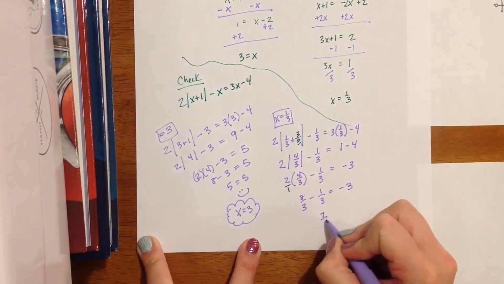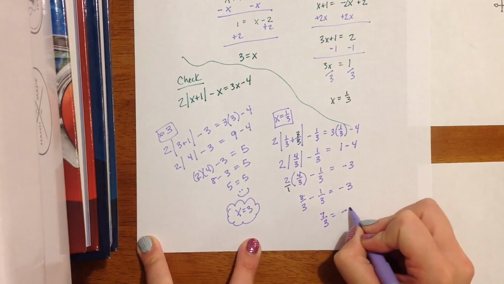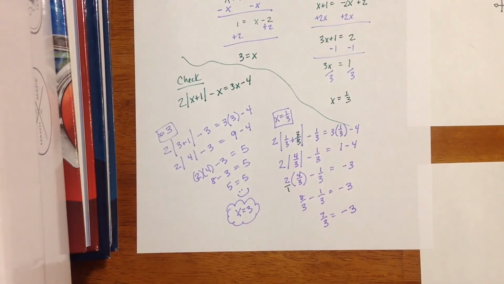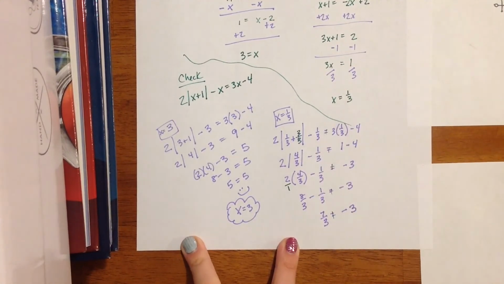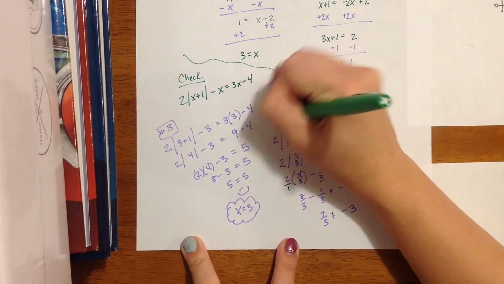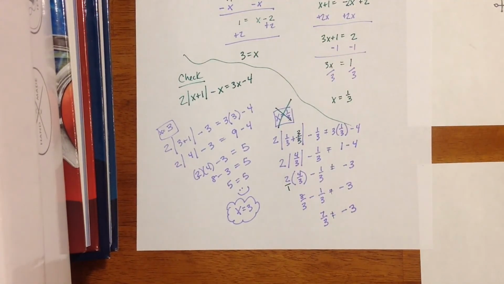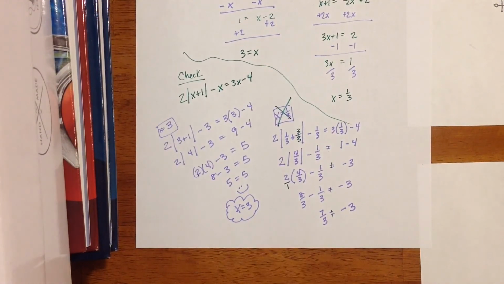This is going to be 7/3, which definitely does not equal negative 3. So this is not true at any given time. Therefore, x equaling 1/3 is not an option for us. So my one and only answer is x equaling 3. So there you go, a couple equations about absolute value equations. Then practice with those, and we will talk about these a little bit more in class very soon.